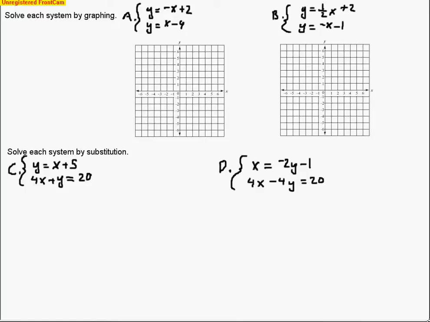Today we are reviewing solving systems of equations, and we're going to use each of the methods: graphing, substitution, and elimination. Plus we'll have one word problem in there as well. So it's a great review for this Friday's test. So let's take a look at the first problem here.